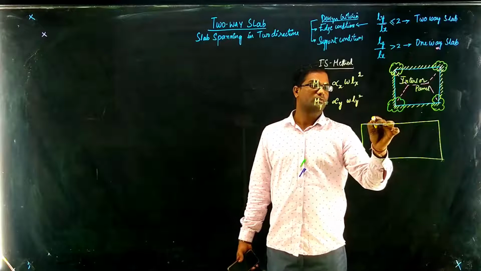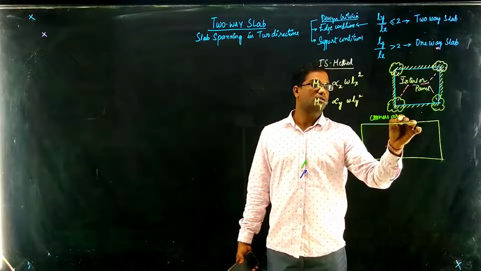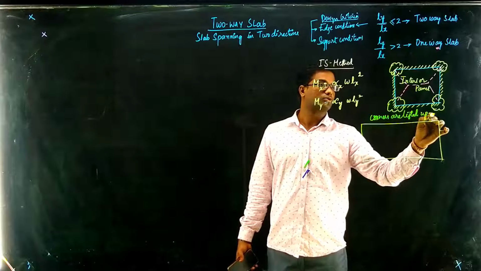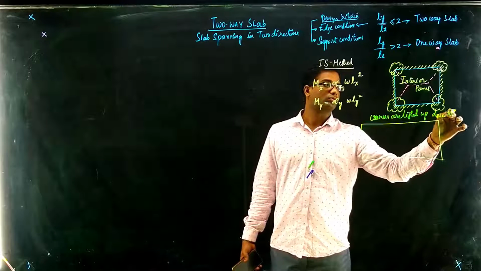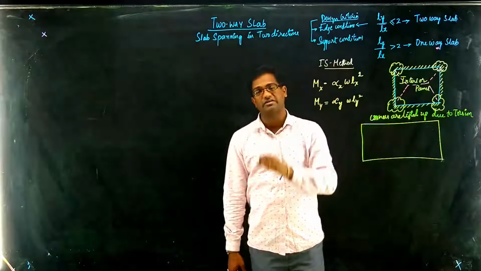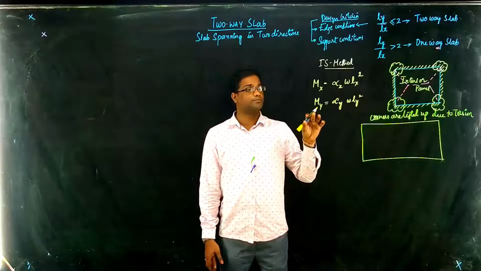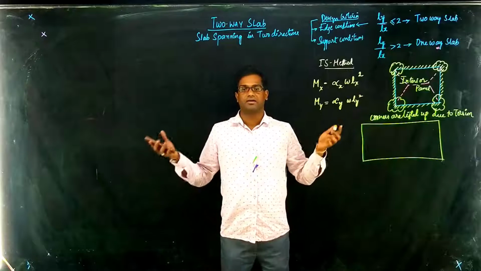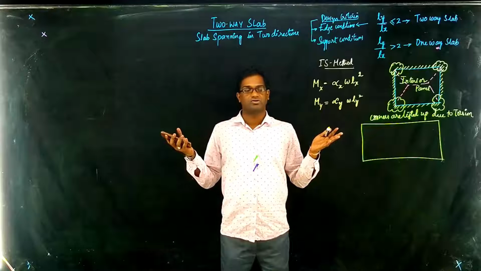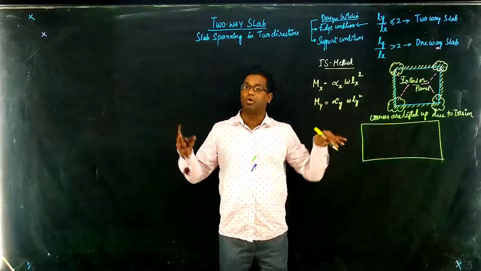Right? Corners are lifted up due to torsion. A torsion is developed due to the bending of the slab, and due to that torsion, the corners of the slab are lifted up, which makes the slab corners crack more.